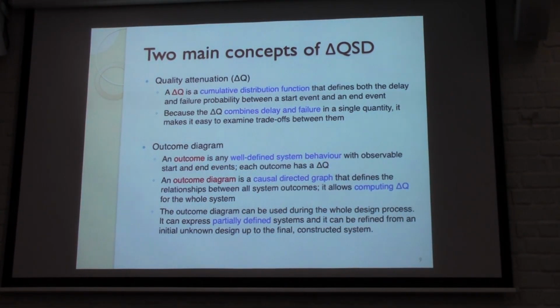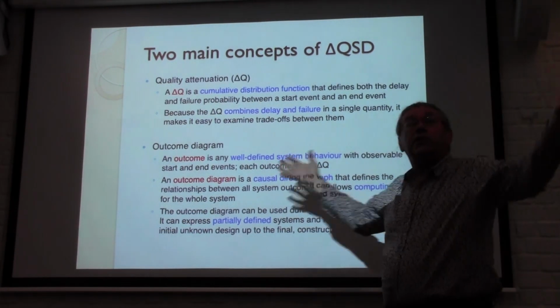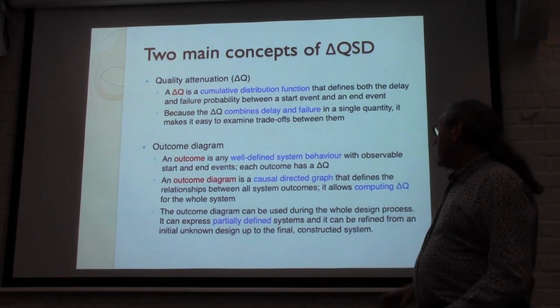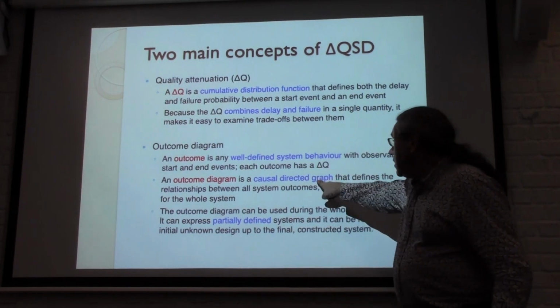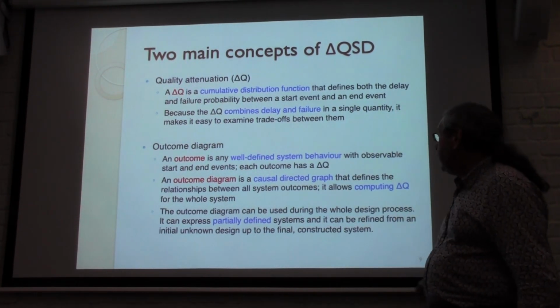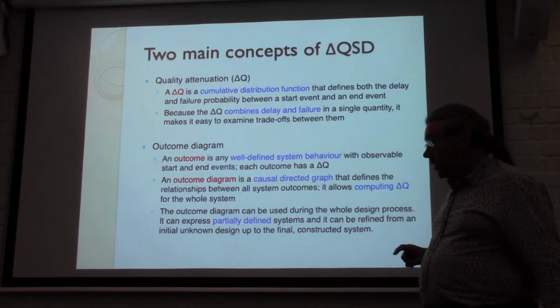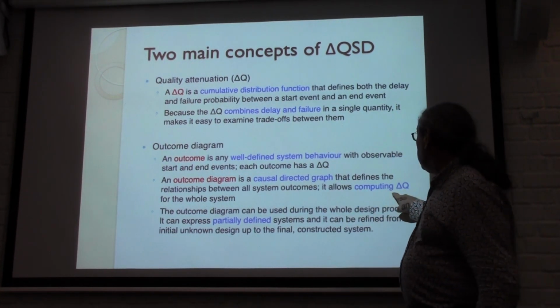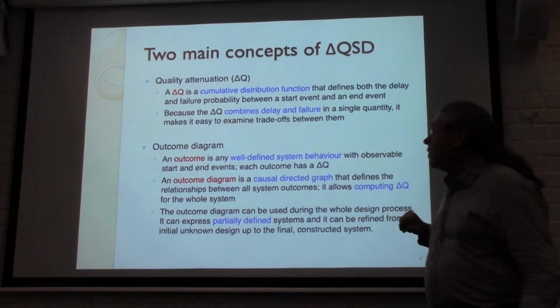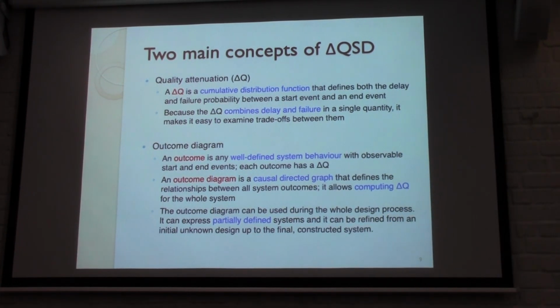Okay, that's one outcome. But if you have a whole system, you have many of those together, connected together. It can be very complicated. And so this is a directed graph that shows causal connections. And you can compute delta Q from this graph. Okay, so that's the two main things. But that's kind of vague.